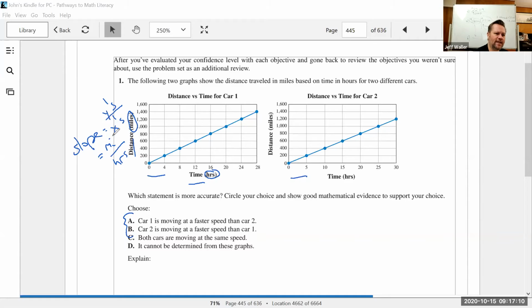But that's exactly what the slope tells me. The slope tells me how much the distance changes over some given amount of time. So take a minute, figure out the slopes for each car. Don't say anything out loud. Figure out the slope for car 1 and the slope for car 2.